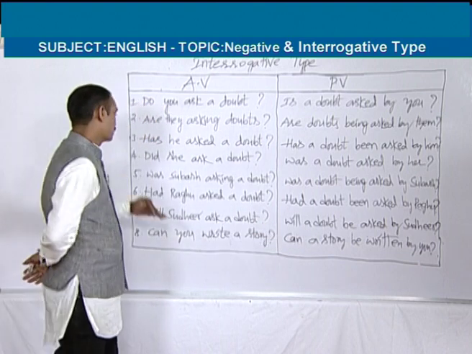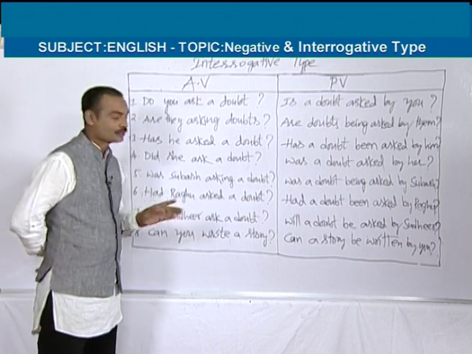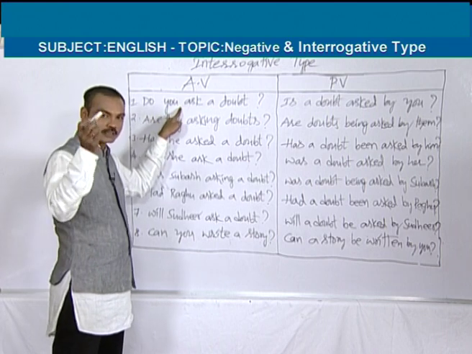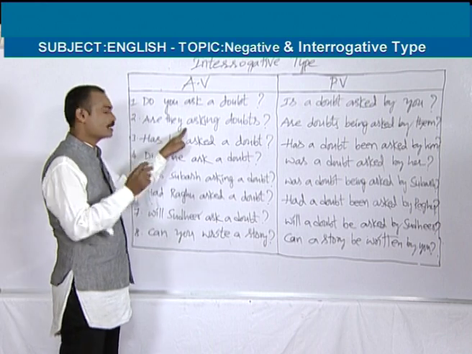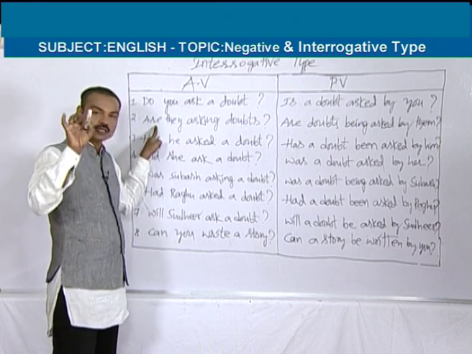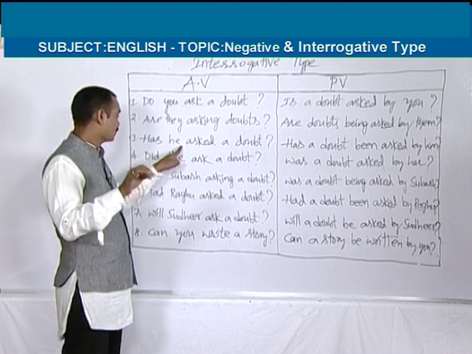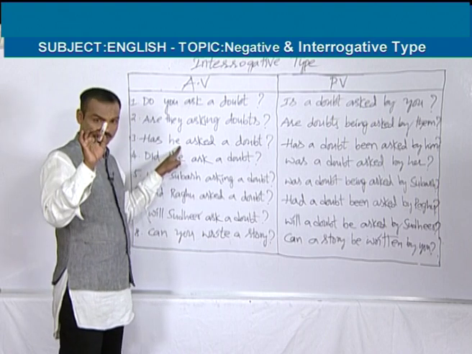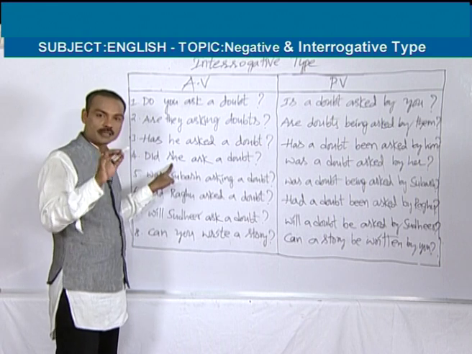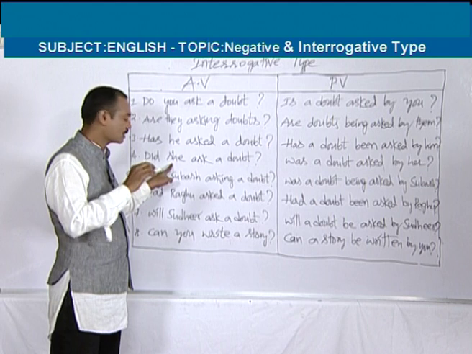Like that. Friends, this is the table of interrogative type. This is from simple present tense. In simple present tense, questions start with either do or does. This is from present continuous. In present continuous, questions start with am, is, are. This sentence is from present perfect tense. In present perfect tense, questions start with have or has. This is from simple past. In simple past, the questions always start with did.